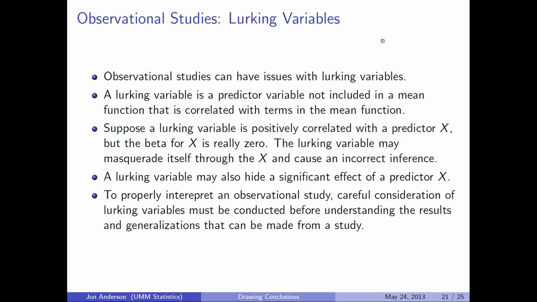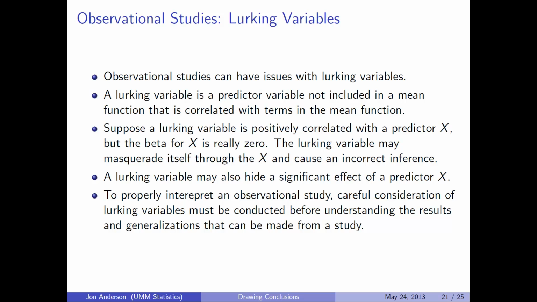A word of warning about observational studies, like what we've been talking about. Observational studies can often have lurking variables, and a lurking variable is a predictor that hasn't been included in the mean function, but it's correlated with terms and predictors in the mean function. So take as an example an extra variable that's not in our model, but it's positively correlated with one of our predictors, x.